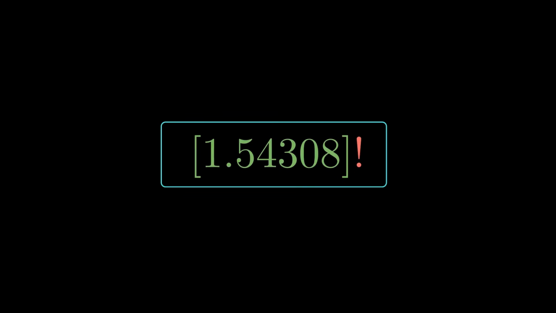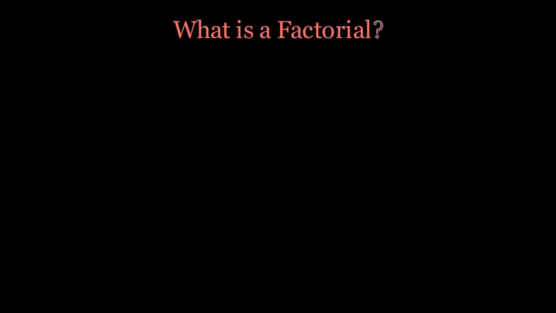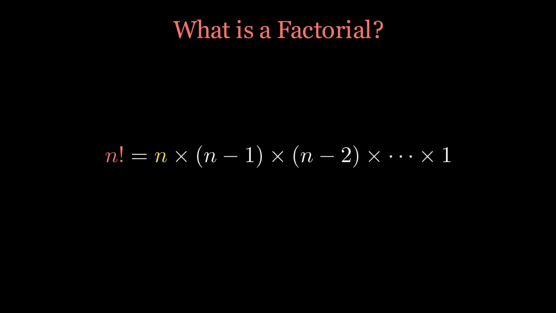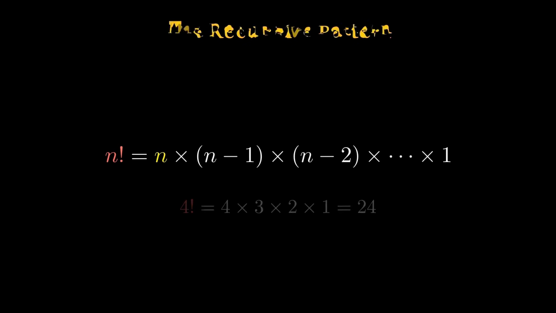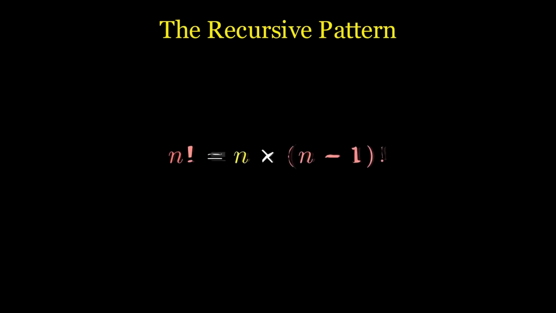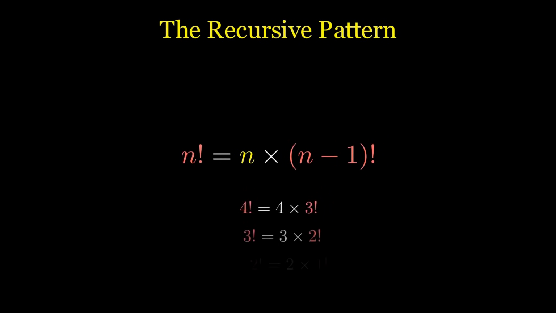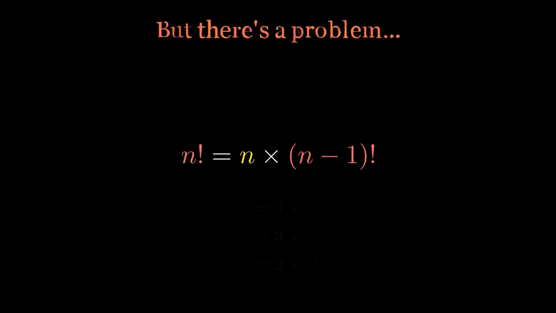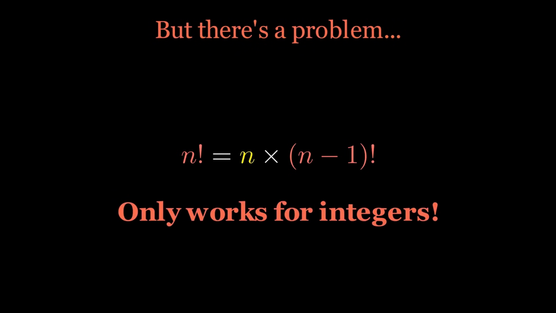Now we hit the weird part, 1.543 factorial. Because factorial is normally an integer machine. For an integer n, we define n factorial equals n times (n minus 1) times (n minus 2), all the way to 1. So 4 factorial is 4 times 3 times 2 times 1, which is 24. But the key idea is the pattern. n factorial equals n times (n minus 1) factorial. That recursion feels like it should extend smoothly, but the usual definition only works on integers.